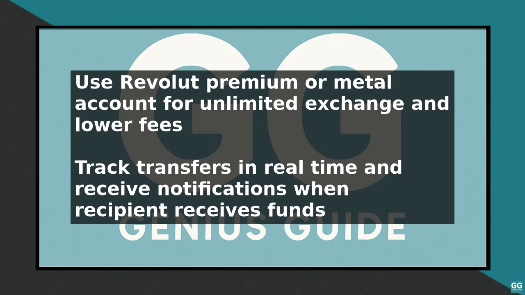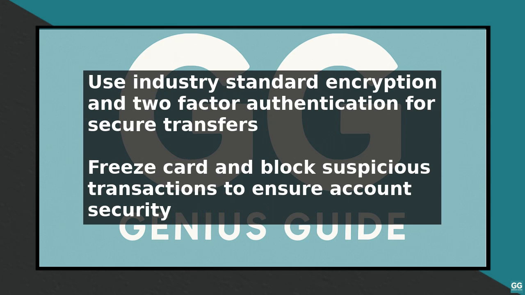In addition to transferring money to individuals, Revolut also allows you to transfer money to businesses and pay bills. To do this, simply navigate to the Pay Bills section of the app, enter the biller's details, and confirm the payment.